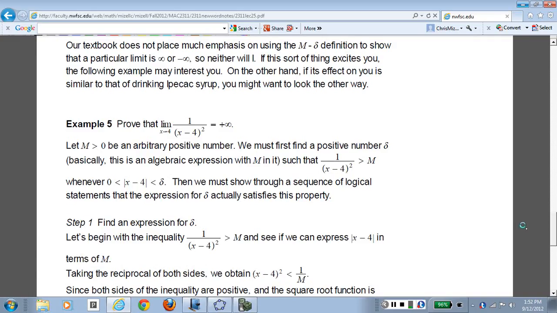The epsilon-delta definition. Our textbook doesn't emphasize it all that much, and I'm certainly not going to ask you to do it on the test. If you love this sort of thing, then definitely indulge yourself in example 5. On the other hand, if its effect on you is similar to that of drinking Ipecac, then don't worry about it, because it's not going to be on the test.